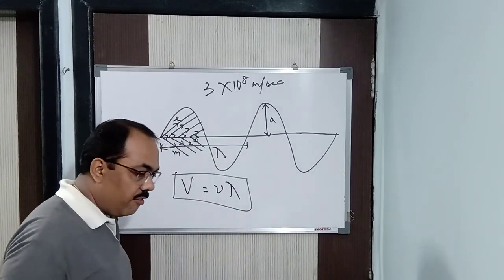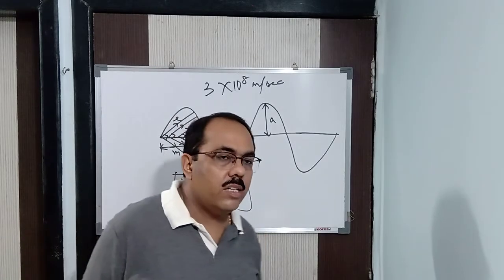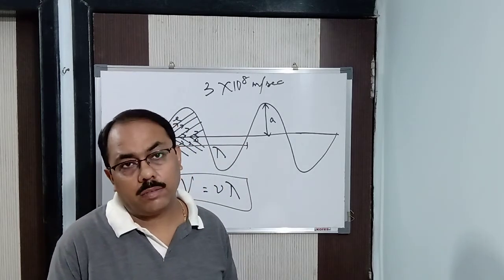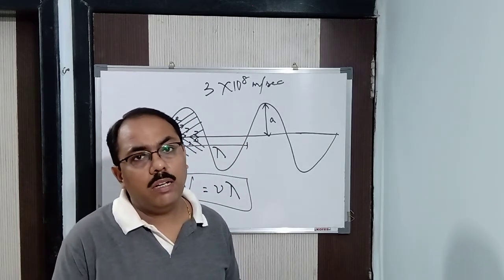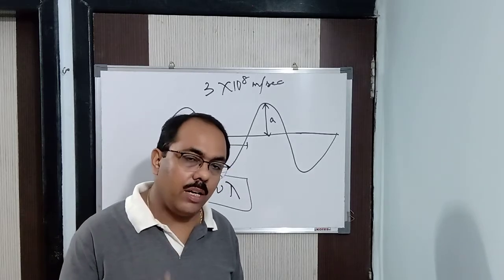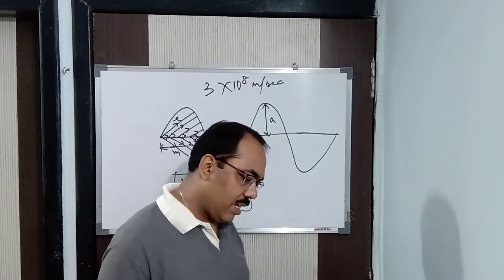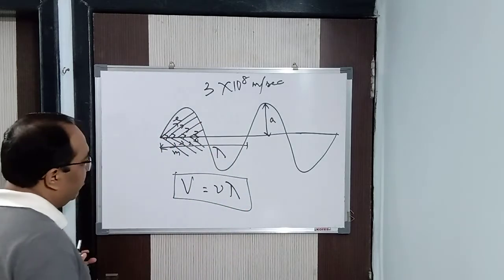Now, next is wave number. Wave number is defined as the number of waves present in 1 centimeter length. In 1 centimeter length, how many waves are there? That is called a wave number. We can also say that it is the reciprocal of wavelength.